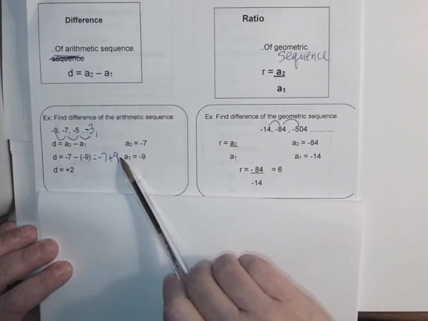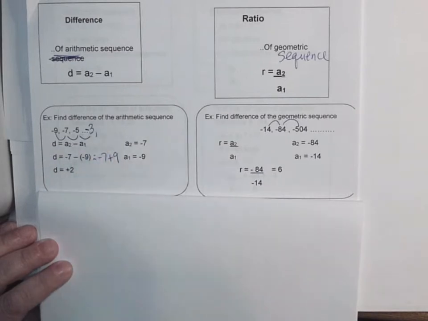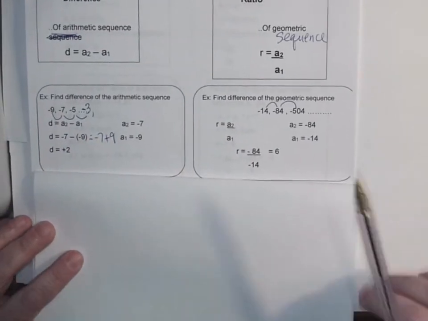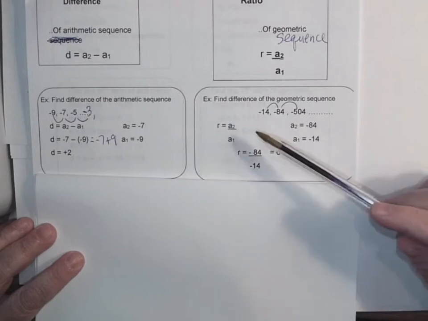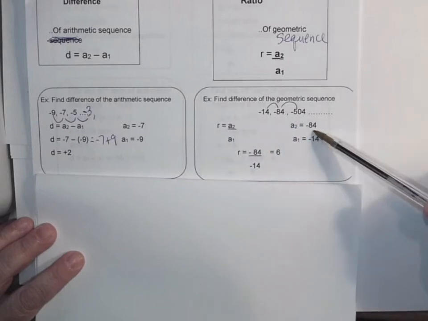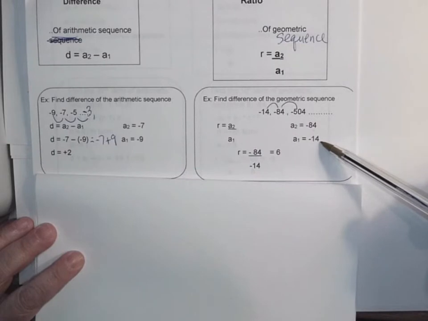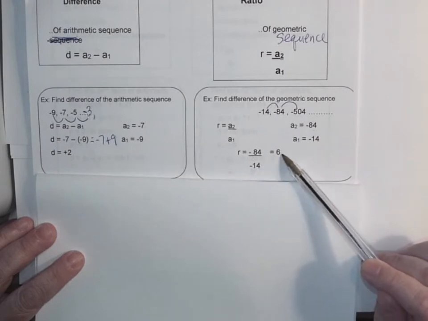And when you're on the arithmetic side, it's always going to involve adding or subtracting to get to the next number. So in the geometric sequence, we know that we are either multiplying or dividing to get to the next number, and to find what that might be, you take the second value in that sequence, which is -84, divided by the first number in the sequence, which is -14. So -84 divided by -14 will be 6.